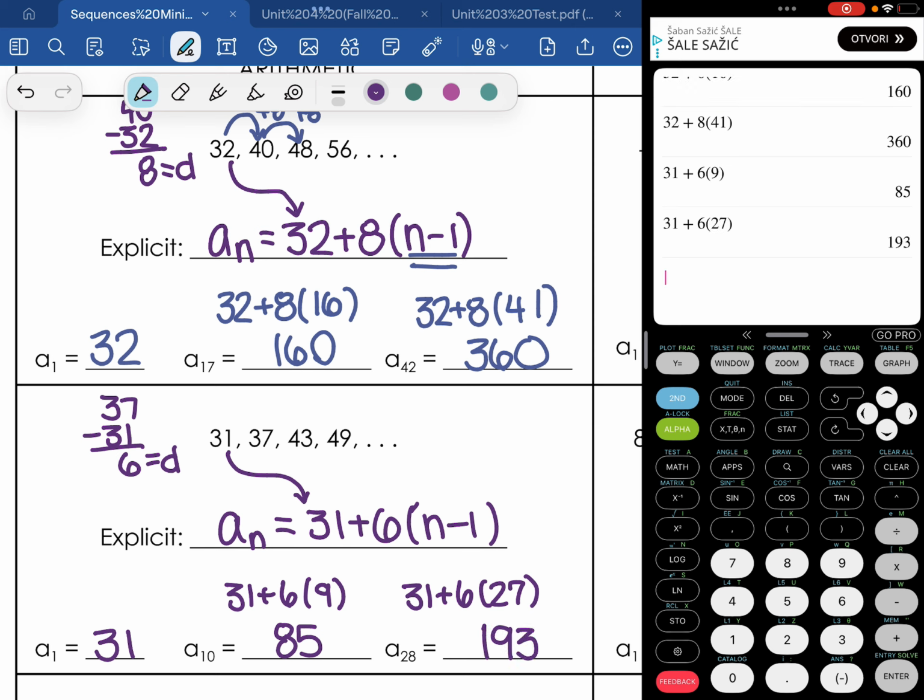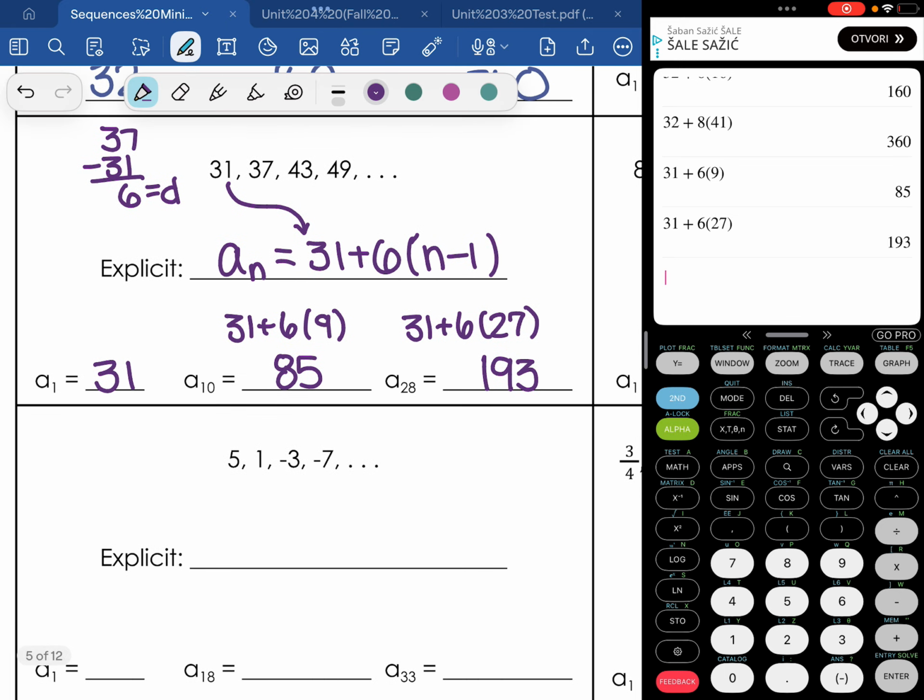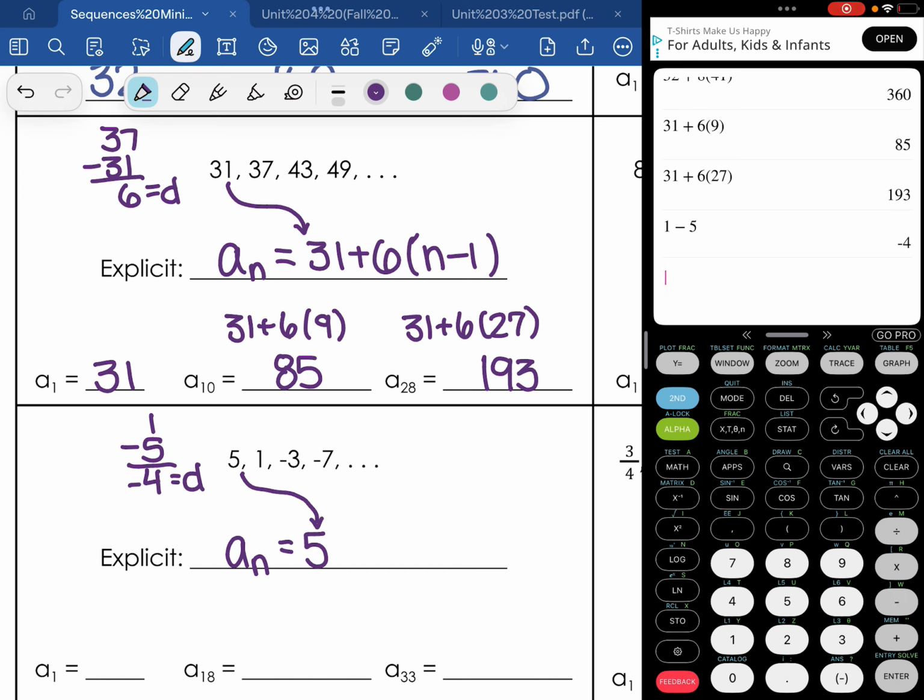All right, third and last one for arithmetic. An equals, put your first term first. Then 1 minus 5, or negative 3 minus 1, or negative 7 minus negative 3. That's how you find your common difference. That's going to be negative 4. See? So instead of writing plus negative 4 like that, I don't want to do that because writing plus negative is kind of confusing. So we're just going to write minus 4.